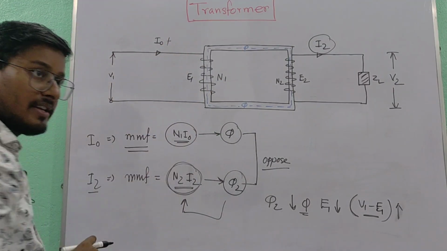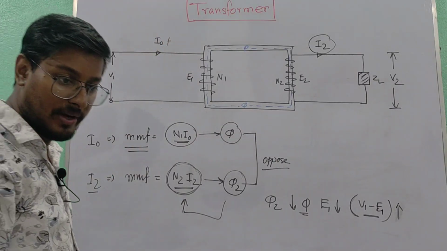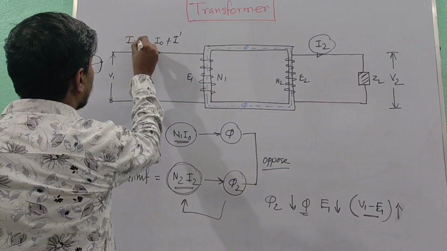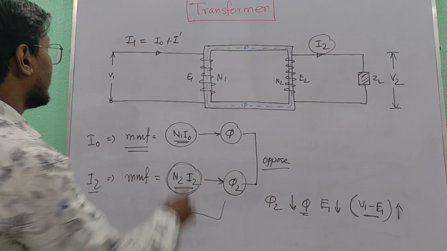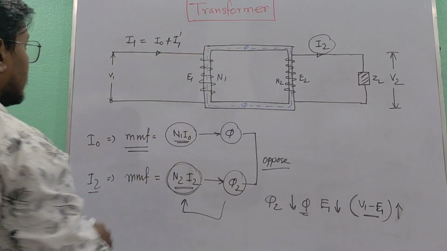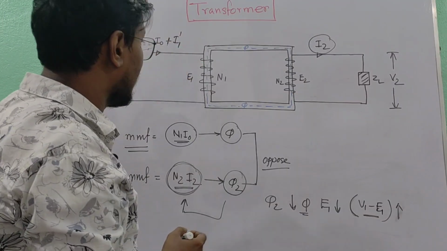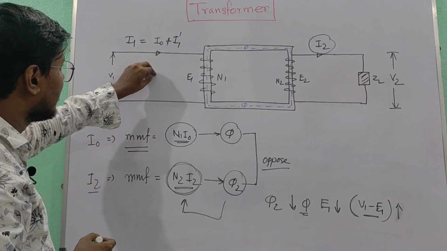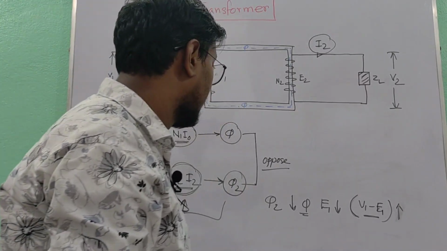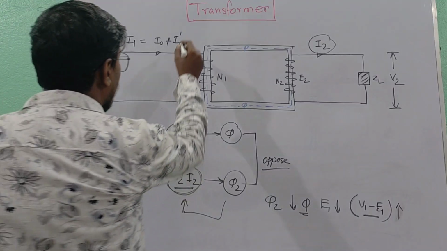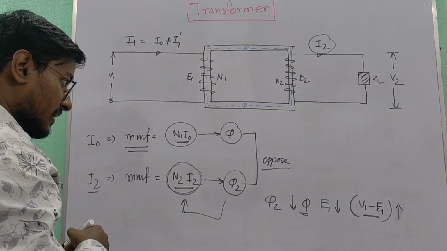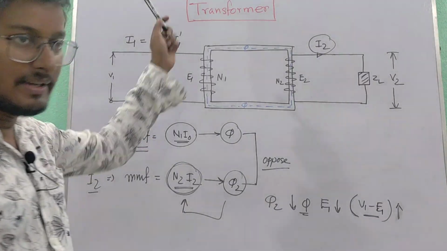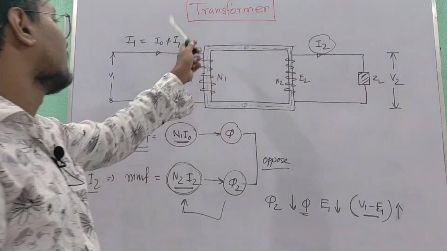That means I0 alone will not do, सिर्फ I0 से काम नहीं चलेगा. There will be some more current added to it. Let us say this additional primary current is I1 dash. So the net primary current I1 is equal to I0 plus I1 dash, which is required to balance this effect. Obviously this I1 dash will be in phase opposition with I2, because I2 के वजह से इसका पैदा हुआ. As per Lenz's law, I1 dash will be in opposition with I2, because I2 is the reason.